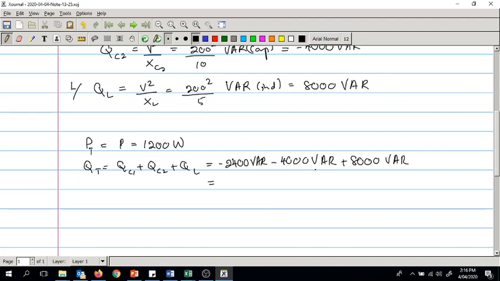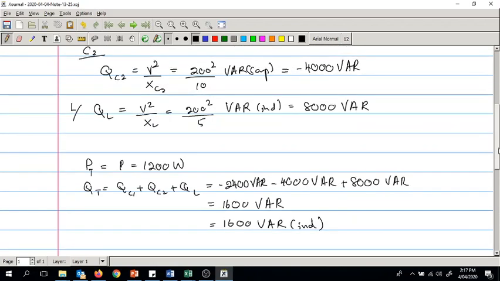So that is equal to, let's use the calculator, I don't want you to make any mistake by doing the calculation in your mind. So minus 2400 minus 4000 plus 8000, which is 1600 plus. So 1600 VAR, or we can write it as 1600 VAR inductive, because it is positive.